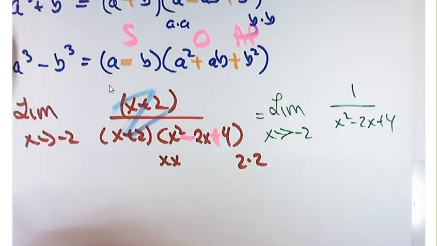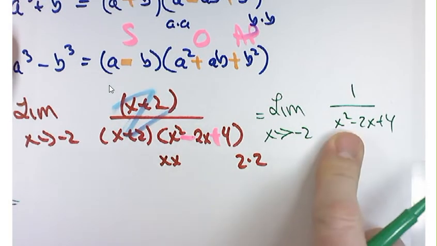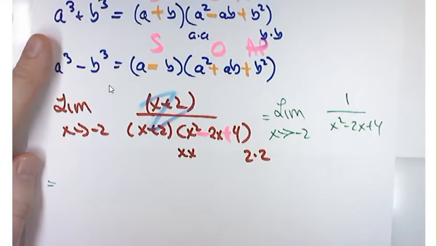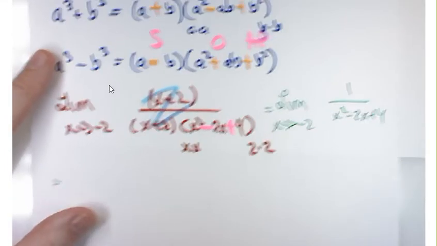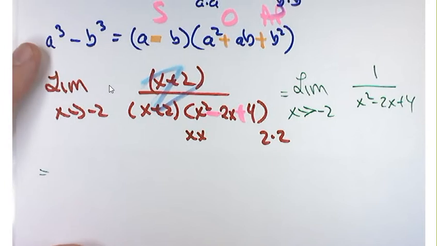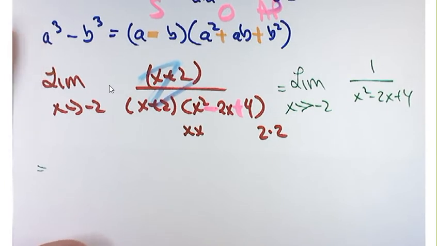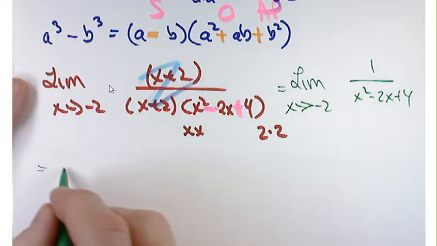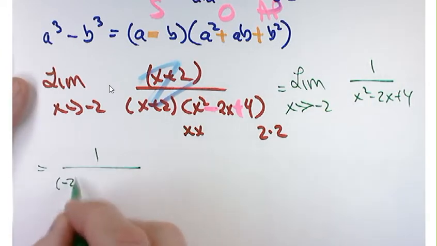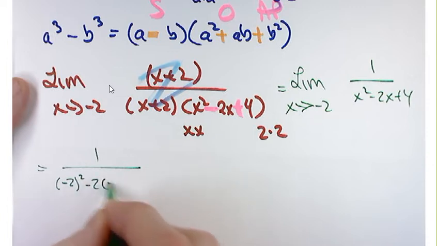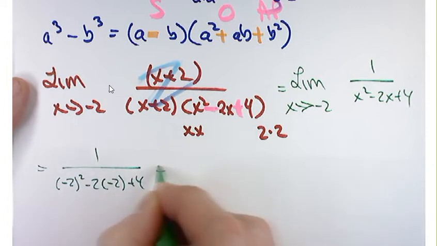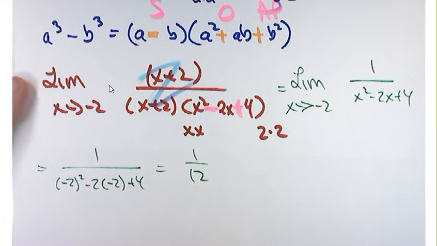All right. Well, I did all that work. I got rid of that x plus 2 term from the numerator and denominator. Now what? How do I finish this? Tim? Yeah, plug in negative 2. So it's going to be 1 over negative 2 squared minus 2 times negative 2 plus 4. I think it's going to be 1/12. Nice.